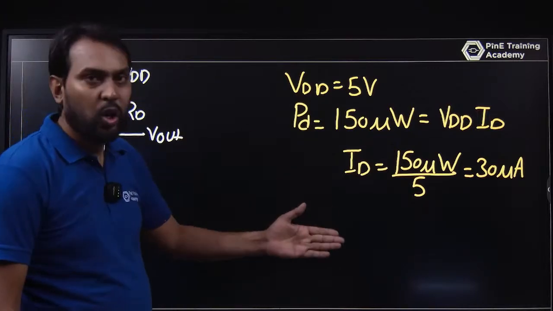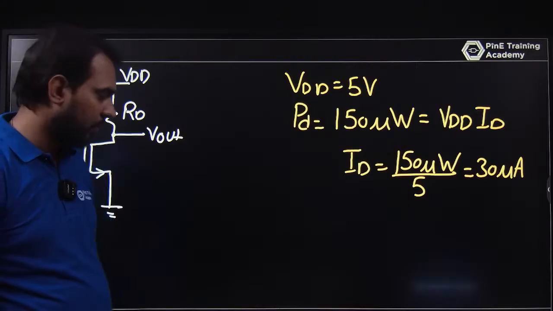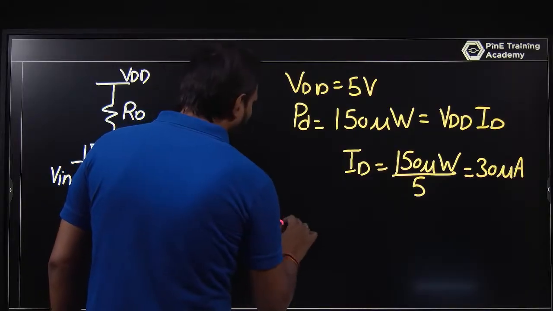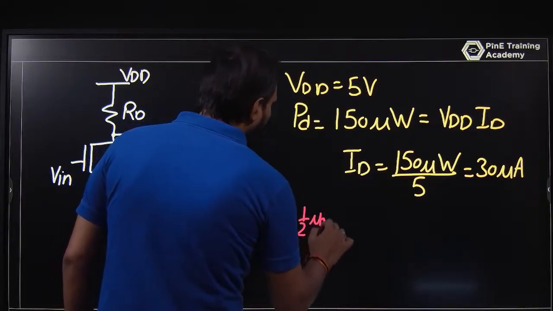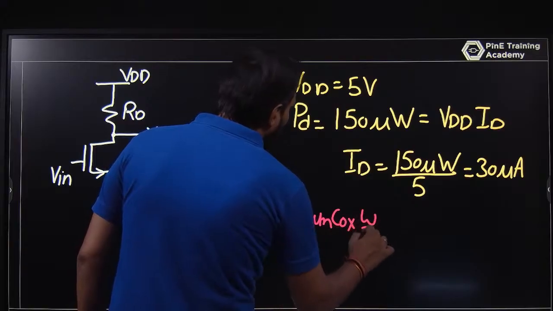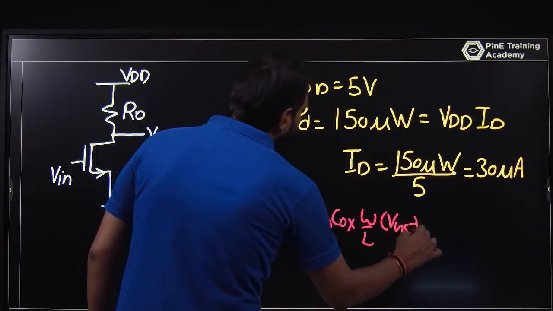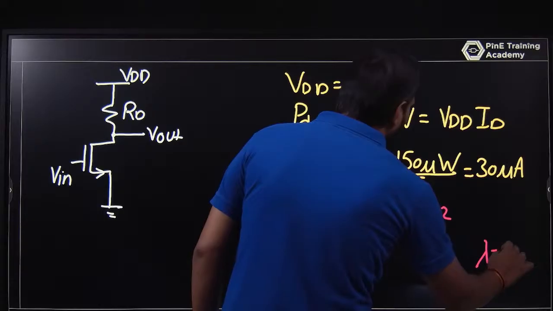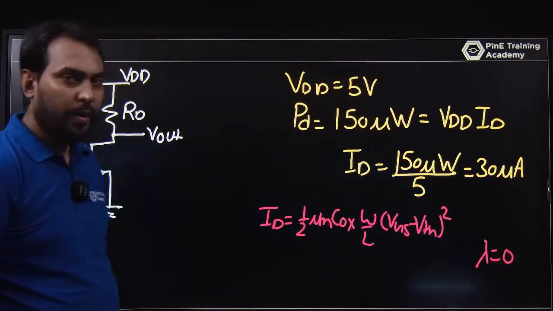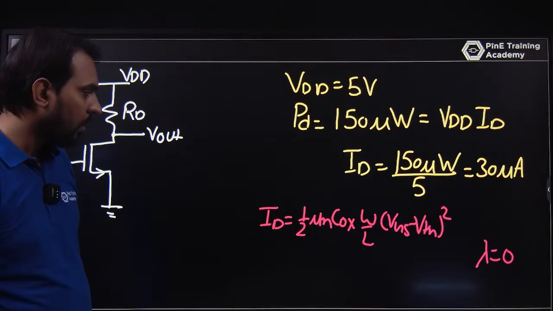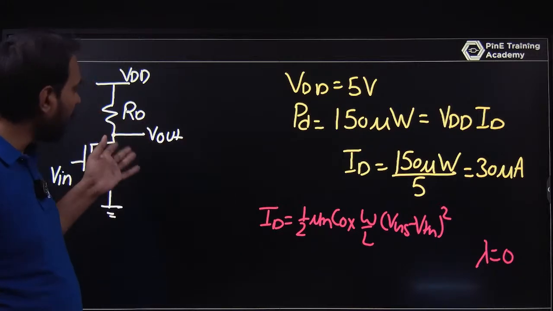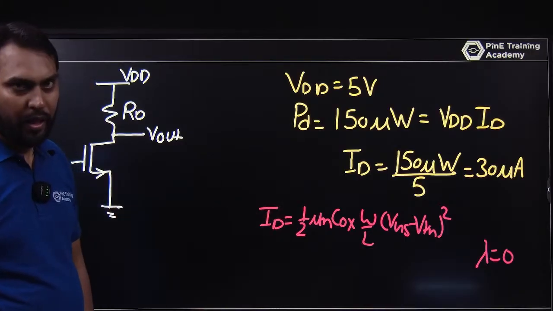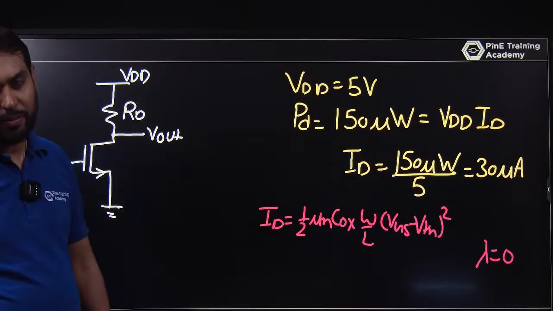If you know the current you can define the VGS, because ID is equal to half mu n COX W by L times (VGS minus VTH) whole square. I am assuming lambda is 0, the channel length modulation is 0. And I am trying to keep the MOSFET in the saturation region, then only I can use this formula. I am assuming that VDS is greater than VGS minus VTH.